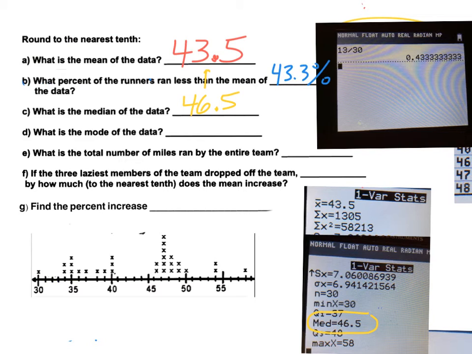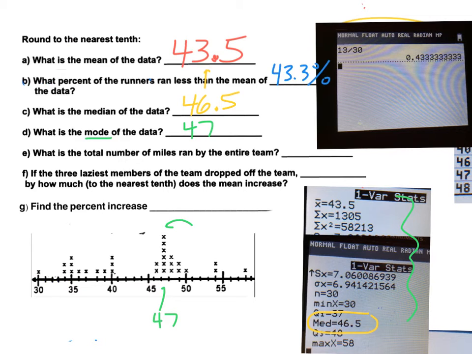Letter D says, what is the mode of the data? Remember, the mode is not one of the calculations that your calculator gives you. But the advantage of having a line plot is you can see very quickly which data value has the most representative numbers. For example, here, there are more X's at the number 47 than there are X's at any other data value. So here, the mode of the data is going to be 47.